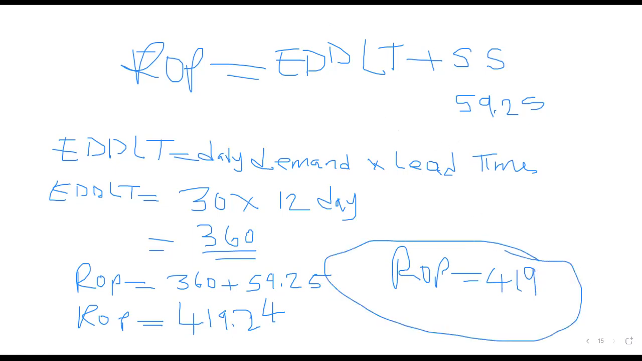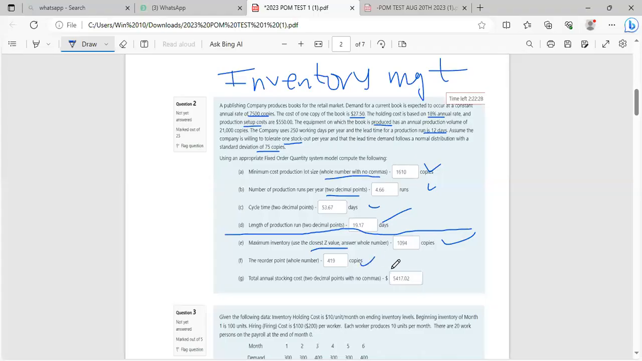So we can confirm something here. The order point is 419. This question was a detailed question. It wasn't a straightforward question. It's one of the toughest questions in inventory management, and lucky enough, we are going through it. Usually when this question comes in the exam, it's the entire 25 marks for you.